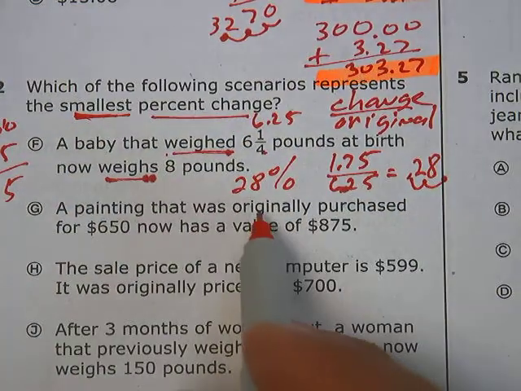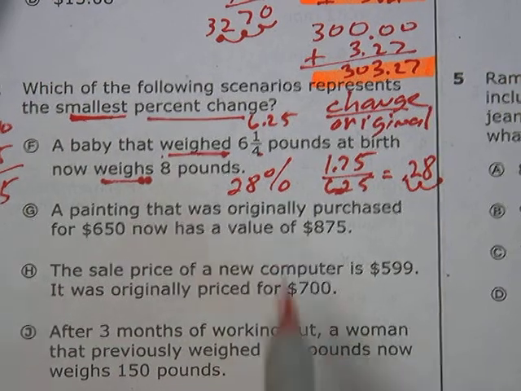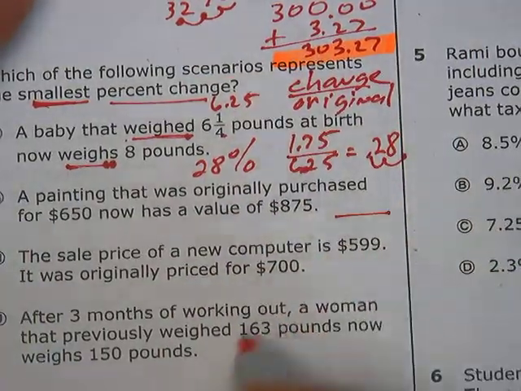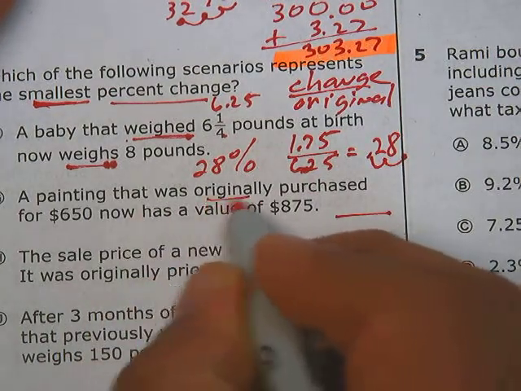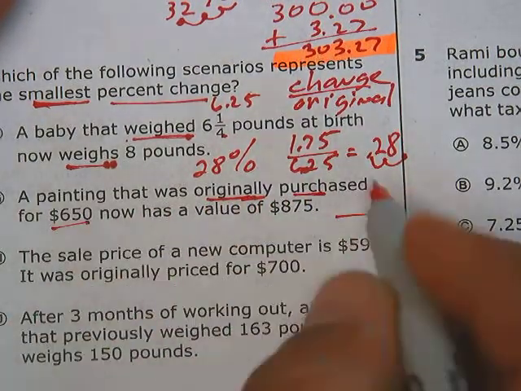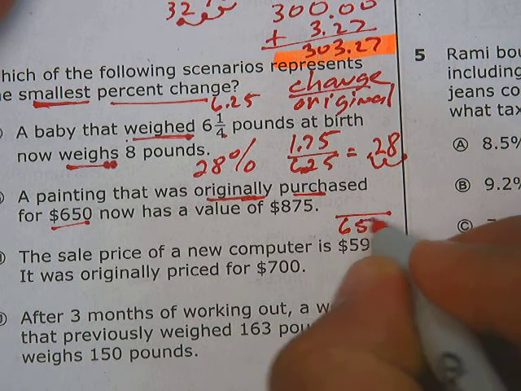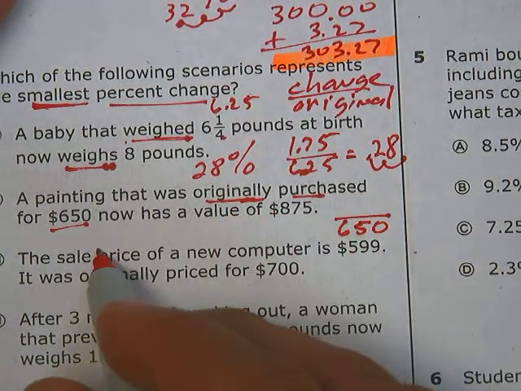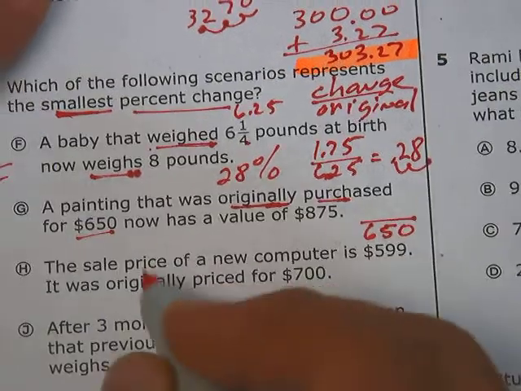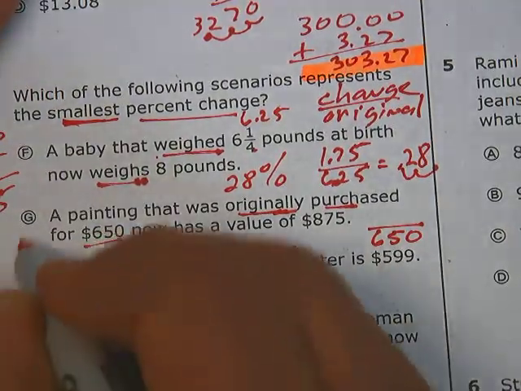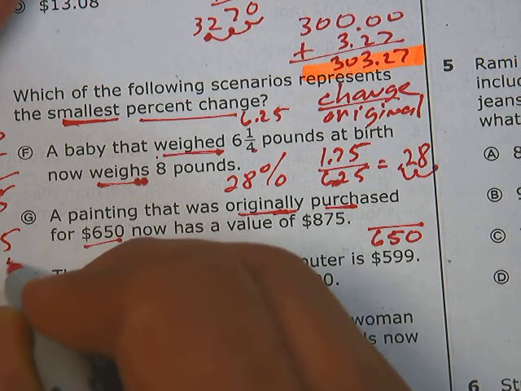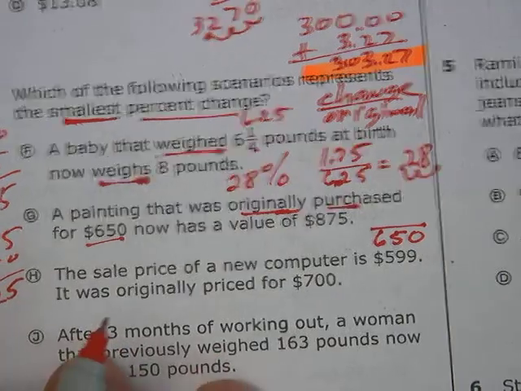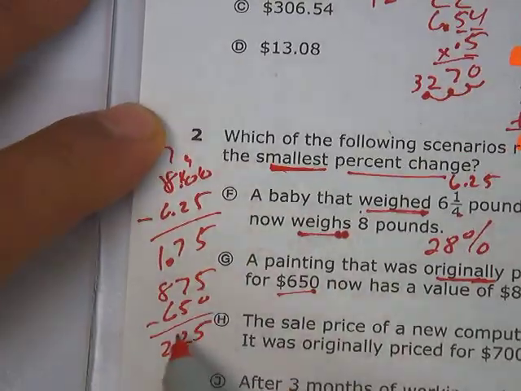Now we're going to go to the next one. You have to check every single one because you want the smallest percent change. So we'll see if this one is less than 28%. Again, this one tells you what the original is. It says there's a painting that was originally purchased at $650. That's the original because it has the word originally. Well, how much has the value changed? Now it's $875.